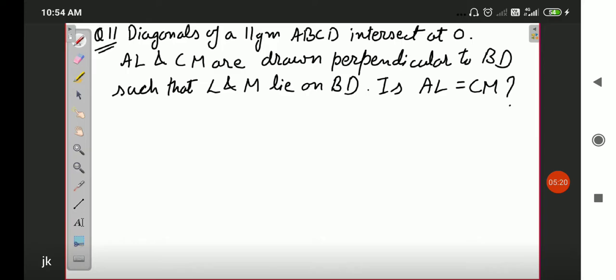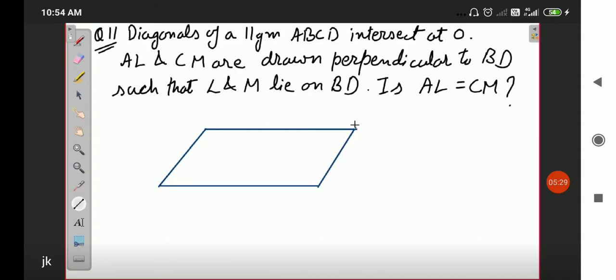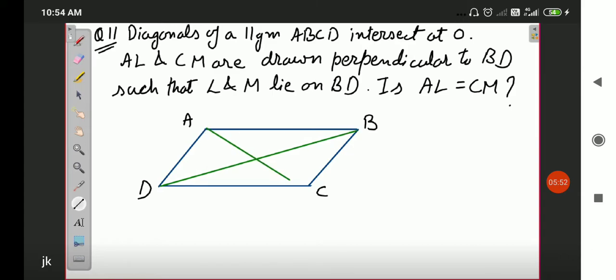First of all, let me draw the diagram so that we can understand what the question is asking of us. This is a parallelogram, and this parallelogram is ABCD. It has two diagonals. One diagonal is BD and another diagonal is AC. Both of these diagonals intersect at point O. This is the point of intersection of both the diagonals, point O.